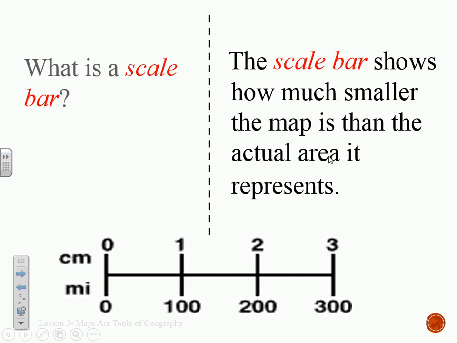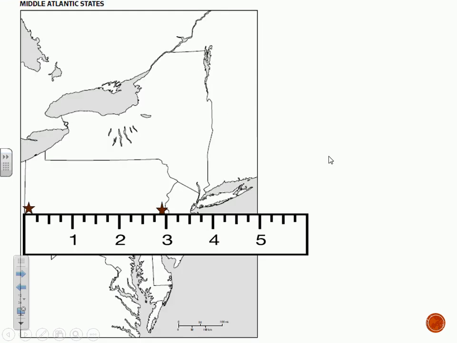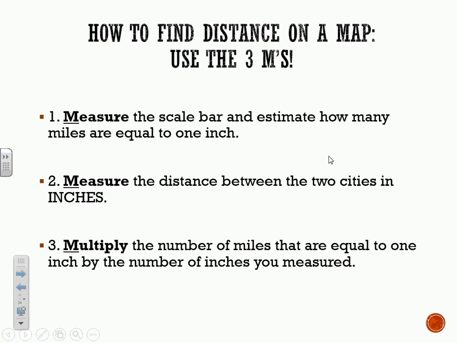You can remember the 3 M's to know how to figure out the distance on the map. First, you measure the scale bar to see how many miles are in 1 inch. Once you figure that out, you measure the distance between the 2 cities or the 2 points on the map in inches. Then you multiply the number of miles that are equal to 1 inch by the number of inches you measured. So let's try it out so we can make sense of how to do this.